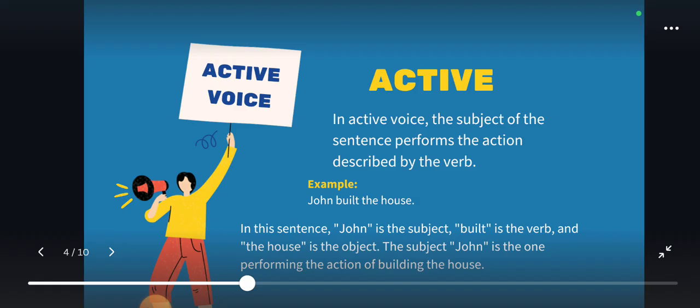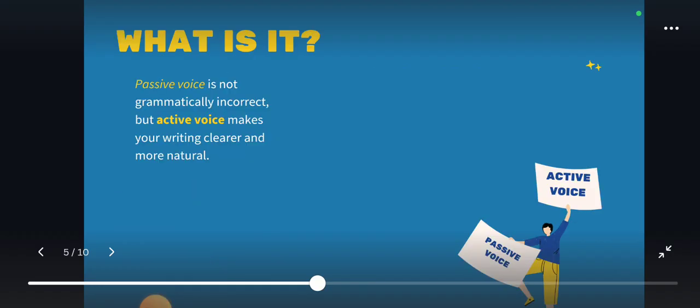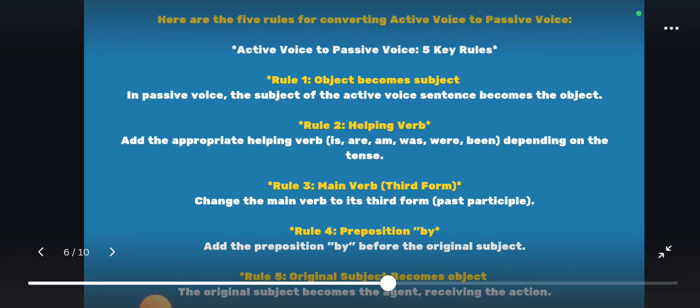So basically, we use active voice sentences many times in our daily routines when we speak, in our books. Whenever we communicate with each other, we use active voice speech, and it is very important to know the structure of passive voice sentences as well. It is not grammatically incorrect, but it is not as clear as active voice. Usually active voice sentences are clearer and more neutral, so that's why we use active voice sentences in our language.